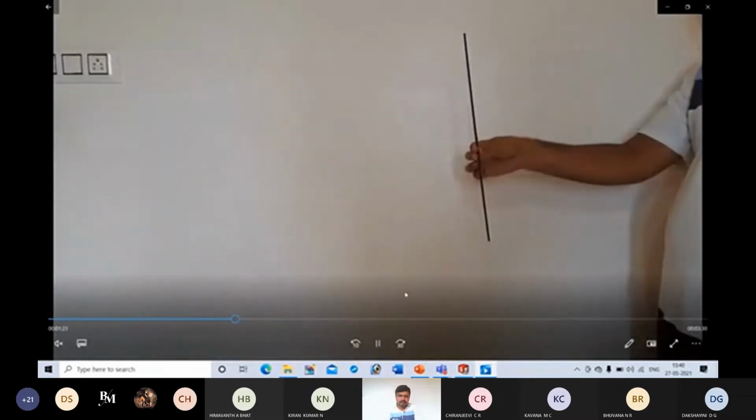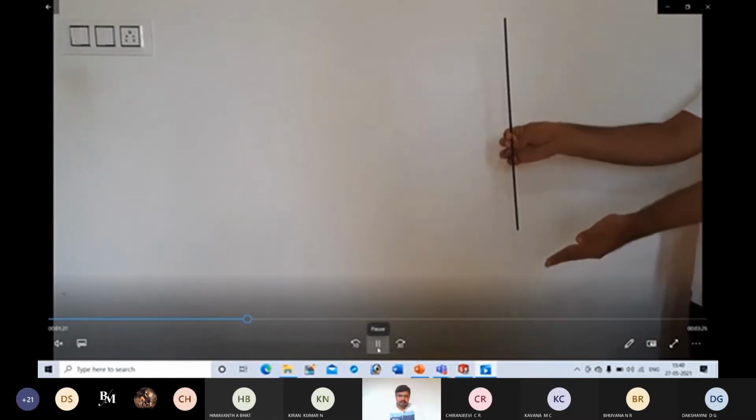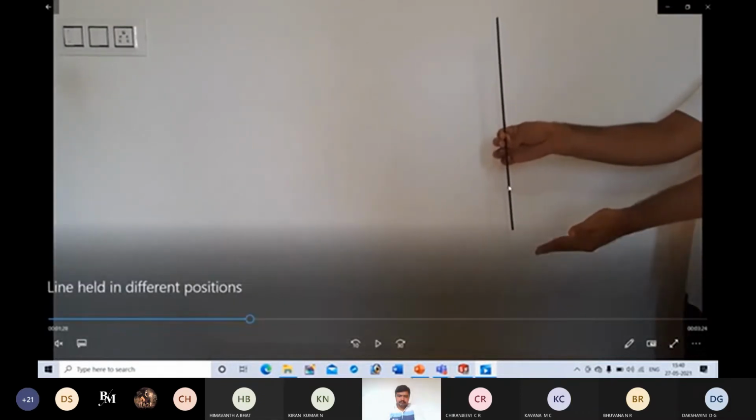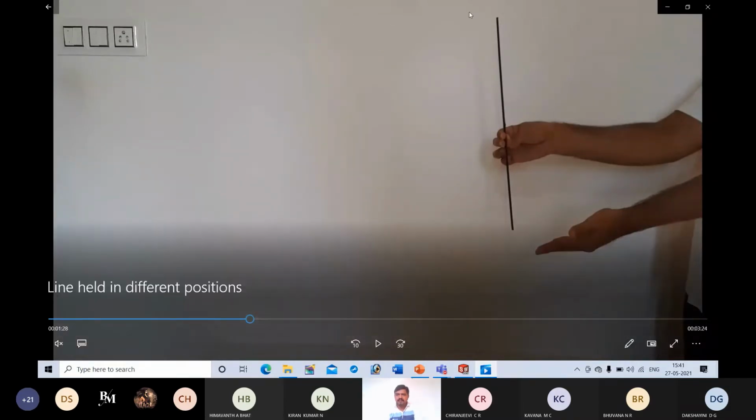Suppose I keep a line like this. Now it is perpendicular to HP, that is, perpendicular to the ground, and parallel to VP. In this situation, if you look from front, since it is parallel to VP, you project the points. If this is A, it is projected as A on VP. If it is B, it is projected as B on VP. If you connect them, it is represented as a line, and it is perpendicular to HP.